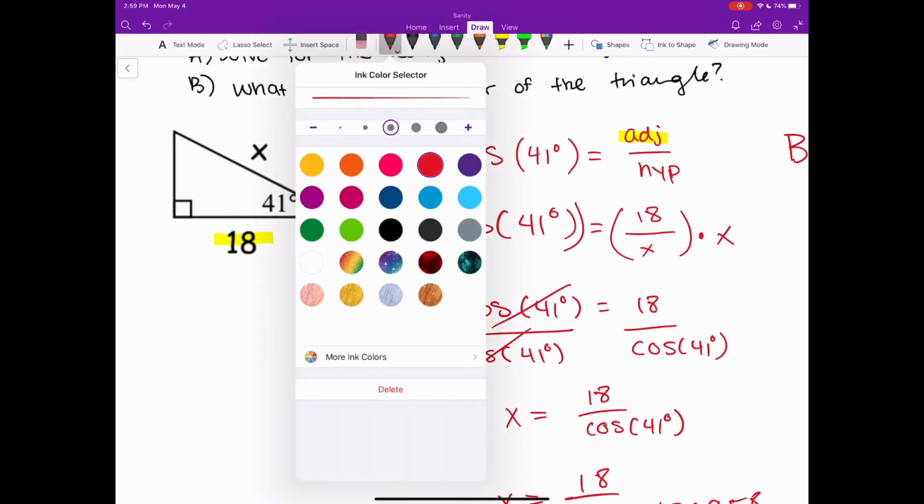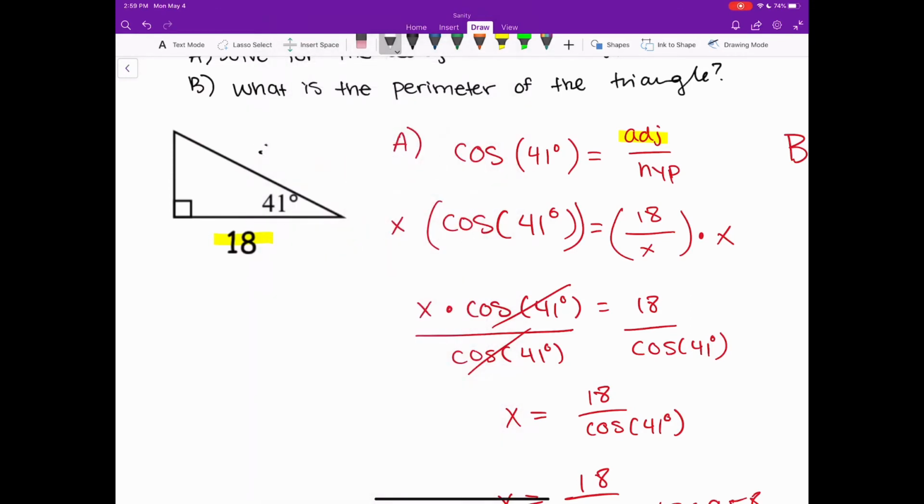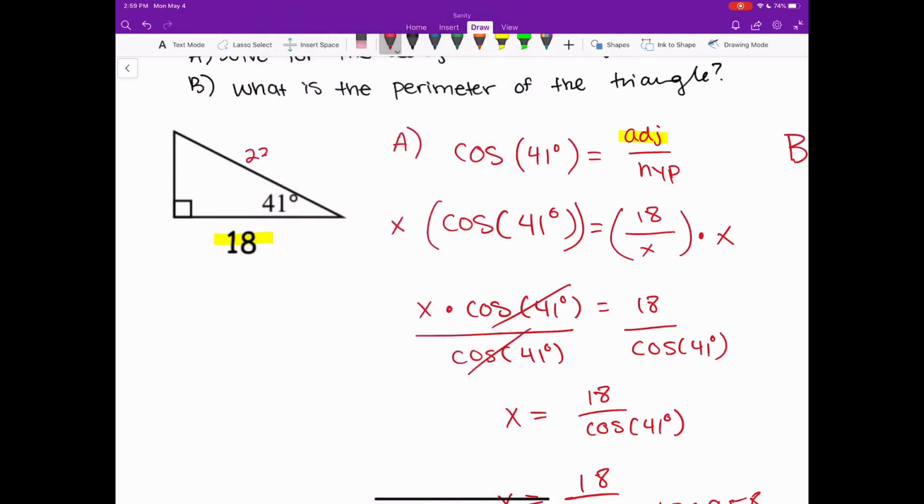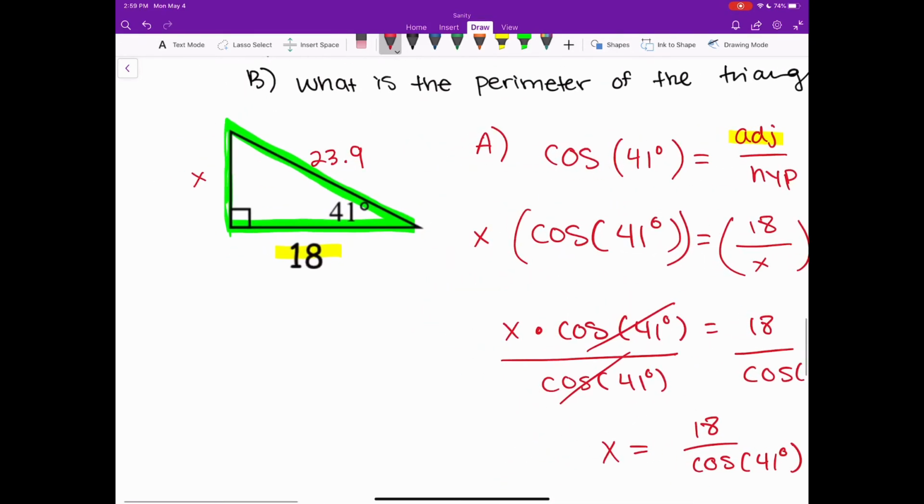I'm going to real quick say, now I know what x is, so I'm just going to replace that with 23.9. The perimeter, if you remember, is the distance all the way around your triangle, right? Maybe this is like asking about if you had to buy fencing or something. So basically we just need to figure out what this third side length is, then we can add it all together. We'll have a perimeter, all right? So how do we find x?